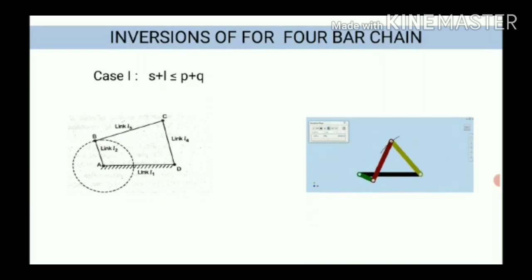You can see its animated figure. This mechanism is called a crank and rocker mechanism, because link number 2 is called the crank and link number 4, having oscillatory motion, is called the rocker. Then case 2, S plus L is less than P plus Q.